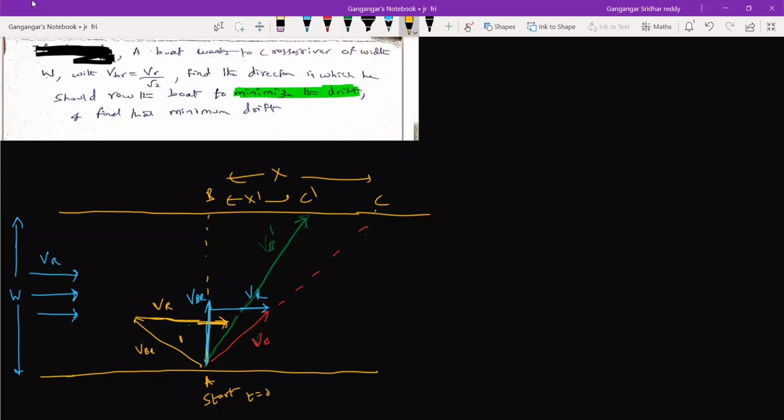So up the stream or down the stream? Definitely the boat should be rowed up the stream. Then only the drift can be minimized. What will happen if it is down the stream? Then the drift will be more, no? You put one more VBR here in another color, then you'll be pushed somewhere till here. So to minimize drift, the boatman should row the boat up the stream. This is the core idea to minimize drift.